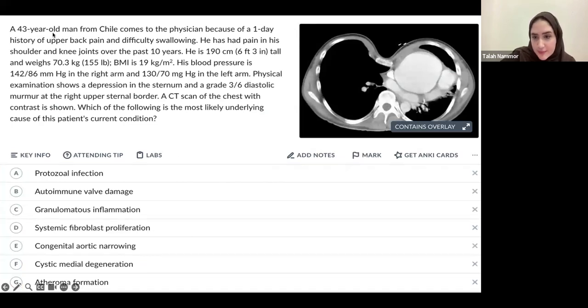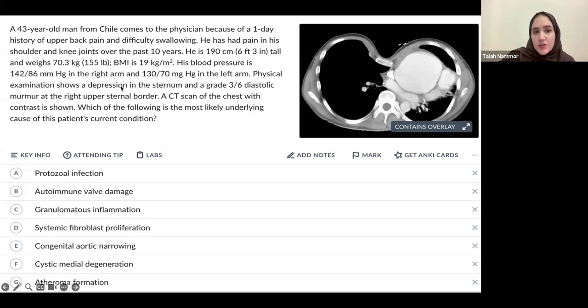A 43-year-old man, he came from Chile, I think it was. I don't know how to spell this. He comes to the physician because of a one-day history of upper back pain and difficulty swallowing. So he has dysphagia. He has had pain in his shoulder and knee joints over the past 10 years. He's 190 centimeters tall, okay? And he weighs 70. His blood pressure is 142 over 86 in the right arm and 130 on the left arm. So we have discrepancies between the blood pressure on both sides.